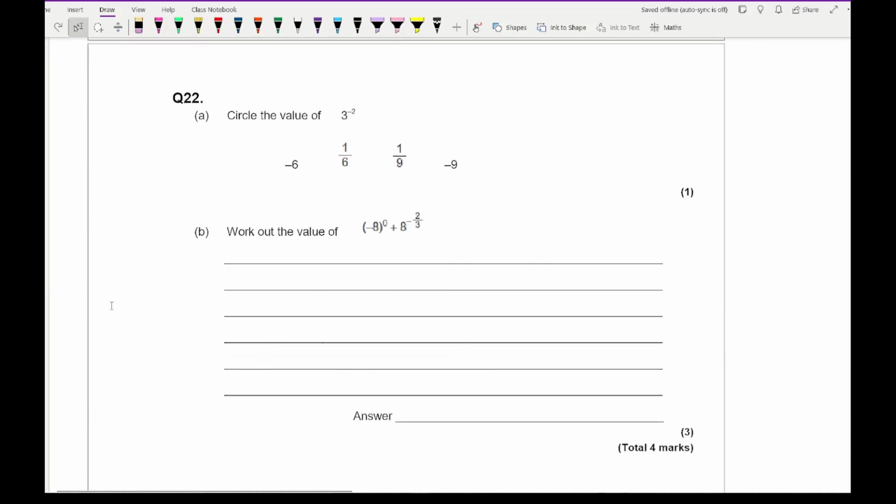Then moving on to question 22, it says circle the value of 3 to the power of minus 2. Well, that's just going to be 1 over 3 squared, which is 1 over 9. So that's going to be our third option.